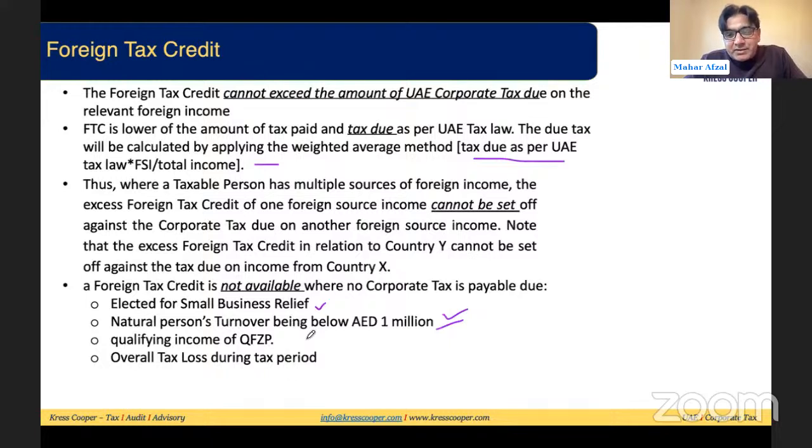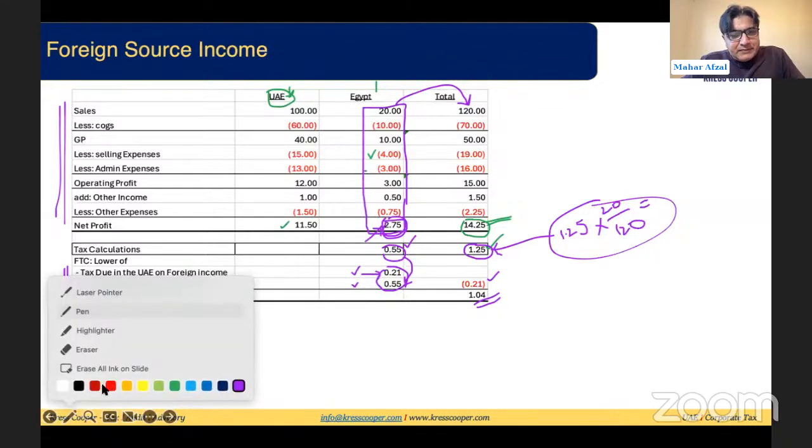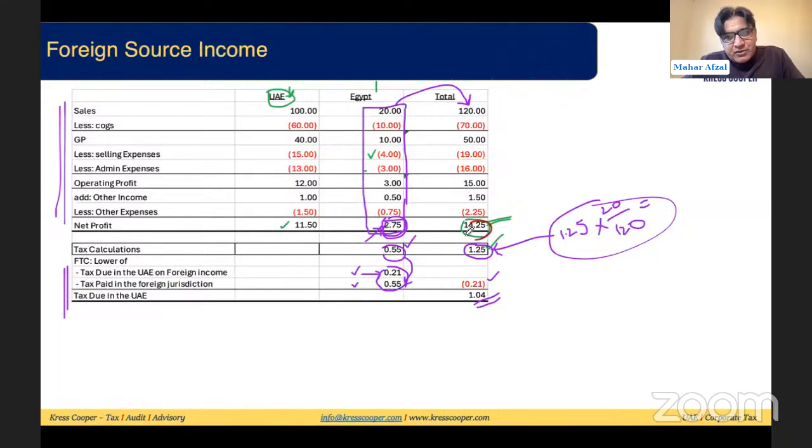This is quite obvious because whenever we are applying this technique, if this portion is zero, it will become zero here as well. Once this is zero, the requirement of the law is due in the UAE, source income paid: lower of due, lower of paid. Due is zero, paid is 0.5. It means you will not be able to claim any tax in the UAE, no foreign tax credit.